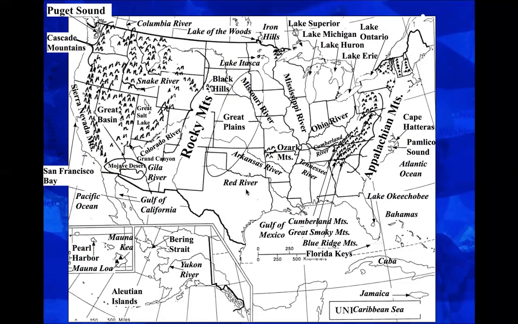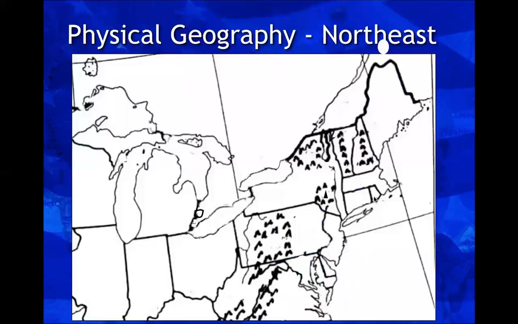Oh, and then the border between Texas and Mexico is the Rio Grande, and that's this river right here. And then up in the northeast, we've got the Allegheny Mountains in Pennsylvania here. And that's part of the Appalachian Range. The Catskill Mountains are right here in New York, just outside of New York City.